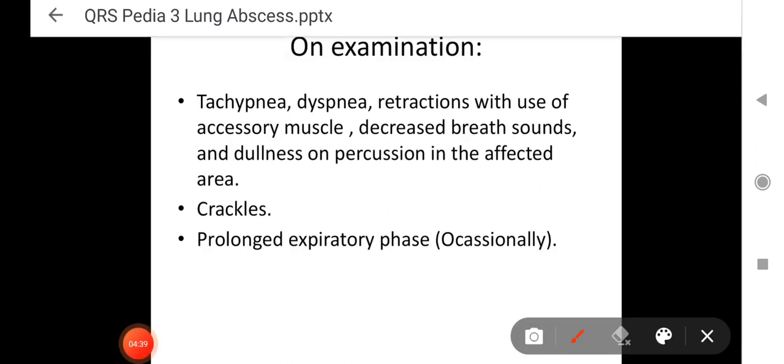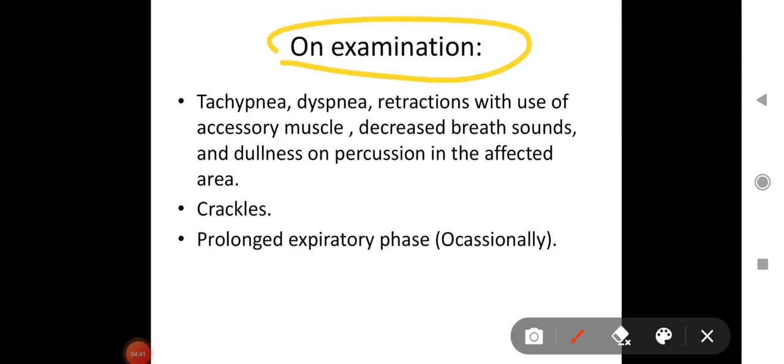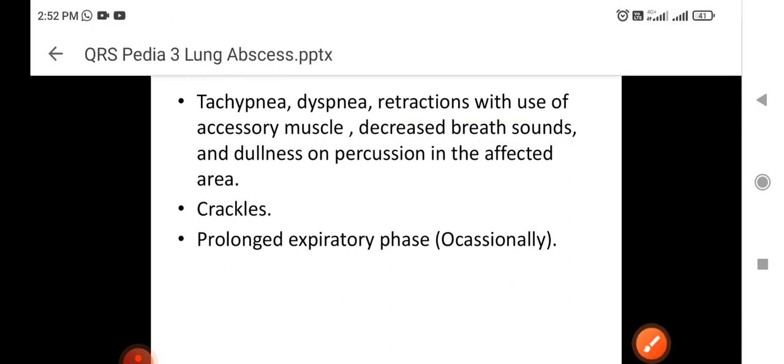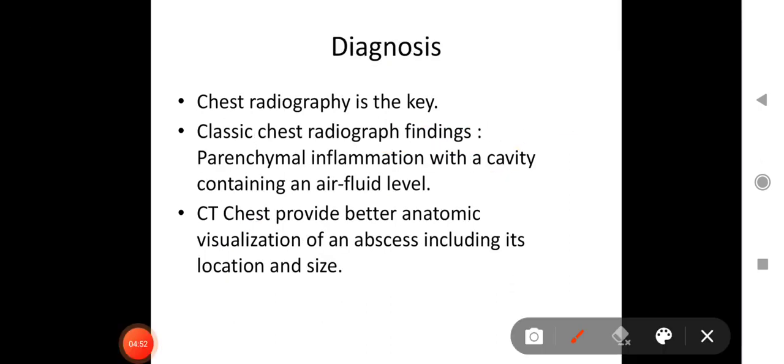Now, on examination, you will see tachypnea, dyspnea, retractions with use of accessory muscles, decreased breath sounds, and dullness on percussion of the affected area, crackles. Prolonged respiratory phase may be seen, and chest radiography is the key in diagnosis. And classic chest radiograph findings are parenchymal inflammation with a cavity containing an air fluid level.